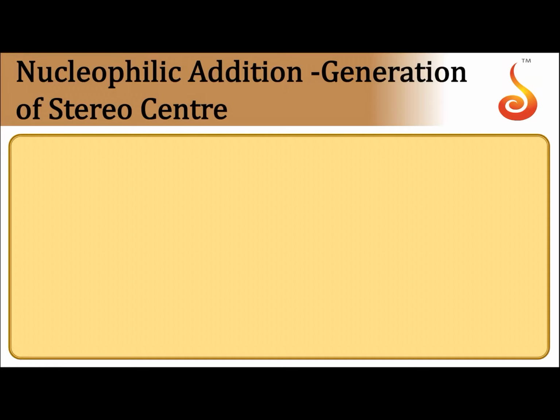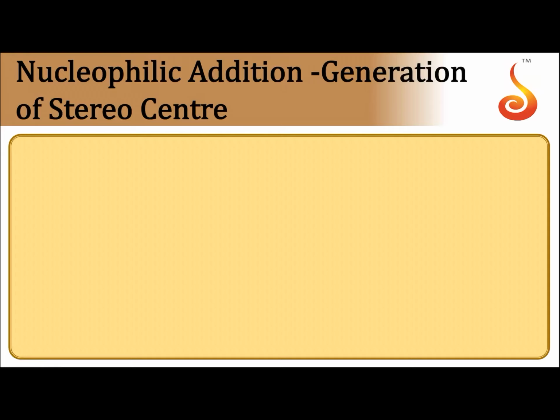Generation of stereocenter. When aldehydes or unsymmetric ketones react with a nucleophile, a chiral center will be generated. Such reactions are called asymmetric synthesis, and the product formed will always be a racemic mixture. I am repeating again, nucleophilic addition reactions of aldehydes and unsymmetric ketones.